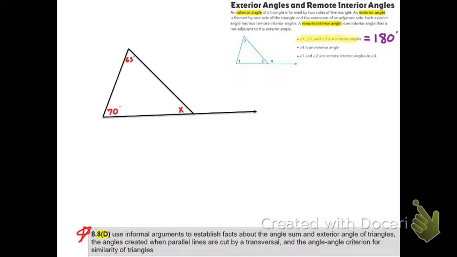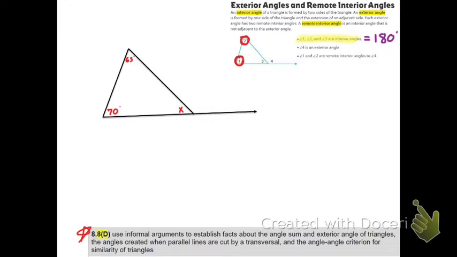Here, angle 4, ladies and gentlemen, that is an exterior angle. It's not inside, so it's not interior. Down here they're giving us some more information. Angle 1 and angle 2 are remote interior angles to angle 4, because they're not touching it, guys. You see how angle 2 and angle 1 are not adjacent to angle 4? So that's why they are referred to as remote interior angles.